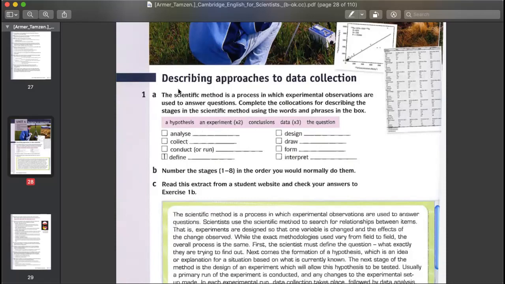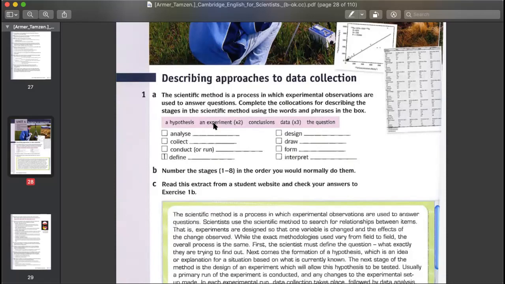Conduct or run a hypothesis? Of course, no. An experiment? Yes. You will run the experiment, you will start working on it. This is what we mean by conduct or run an experiment. Define, of course, define the question, because you will put a question on which the whole experiment will be built, or the experiment will answer this question at the end of the experiment. Okay, design what? Of course, design an experiment.